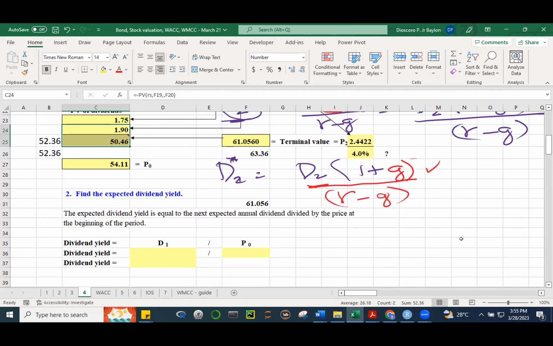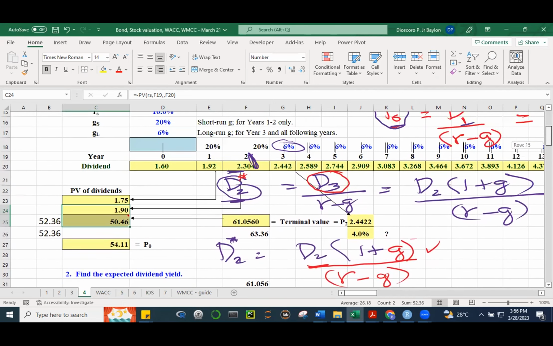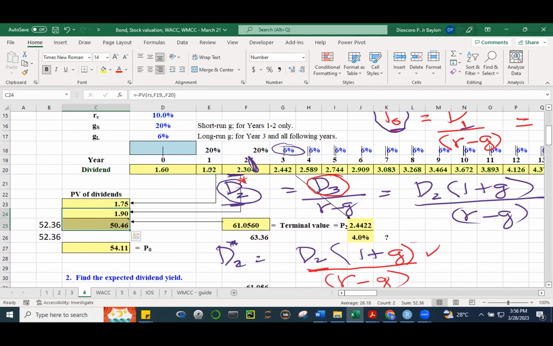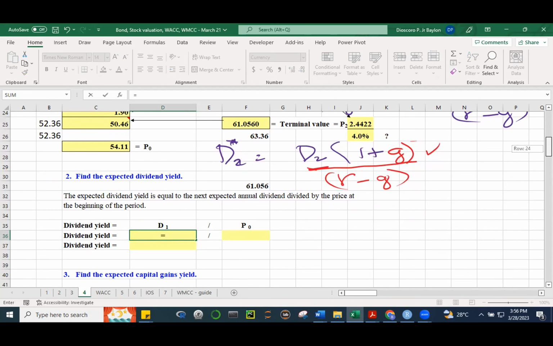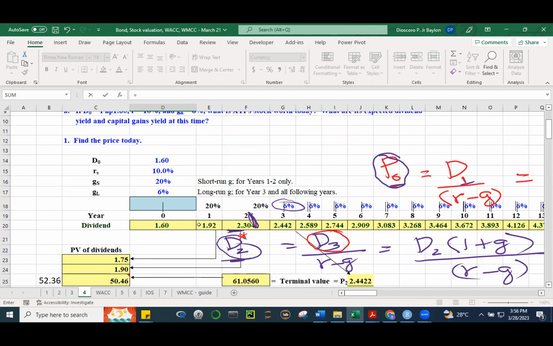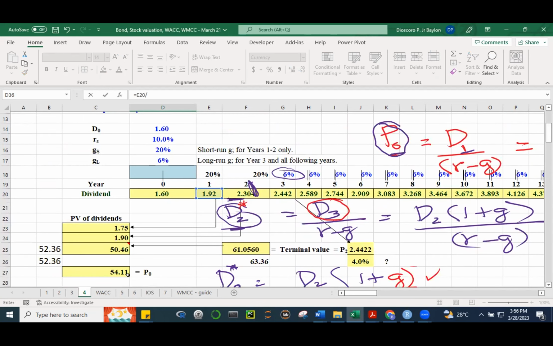The expected dividend yield is simply your D1 divided by your price at time 0. Your D1 is 1.92 divided by the price, which is 54.11. Okay, so let me just show this. And then the rest of the questions there, the expected capital gains yield, I'll let you answer that. And then we'll just compare answers next week. Okay?